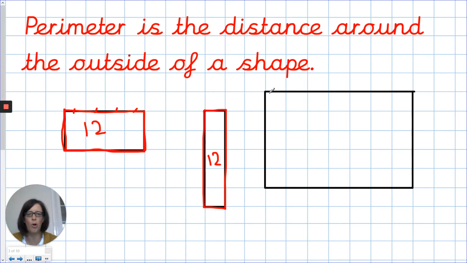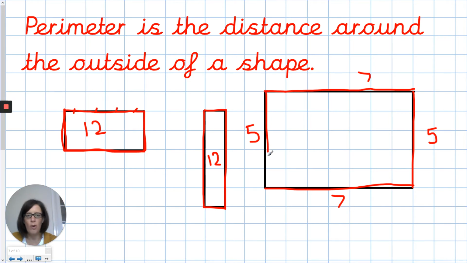Okay, let's have a look at this one. 1, 2, 3, 4, 5, 6, 7 along here, 7 squares. Now, because this is a rectangle, if it's 7 across the top, I know that across the bottom it must be 7 as well. Let's have a look down this side. 1, 2, 3, 4, 5 squares along this side. That means that this side must also be 5 squares long.